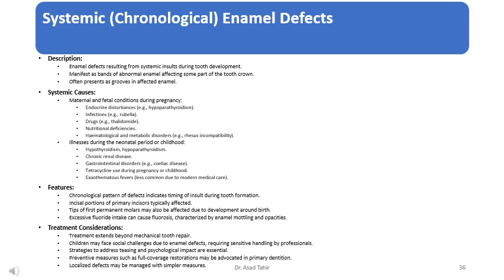Systemic causes. Maternal and fetal conditions during pregnancy. Endocrine disturbances, e.g., hypoparathyroidism. Infections, e.g., rubella. Drugs, e.g., thalidomide. Nutritional deficiencies. Hematological and metabolic disorders, e.g., rhesus incompatibility. Illnesses during the neonatal period or childhood.